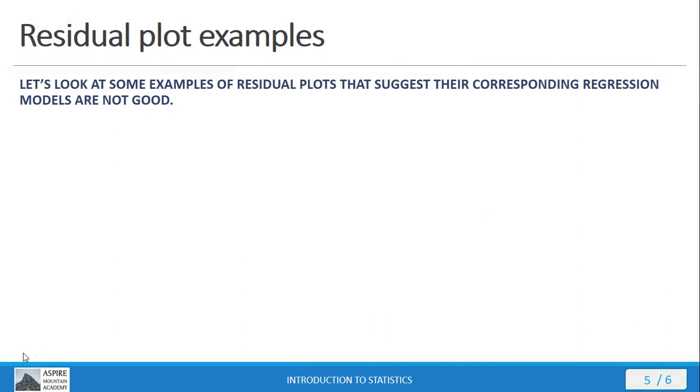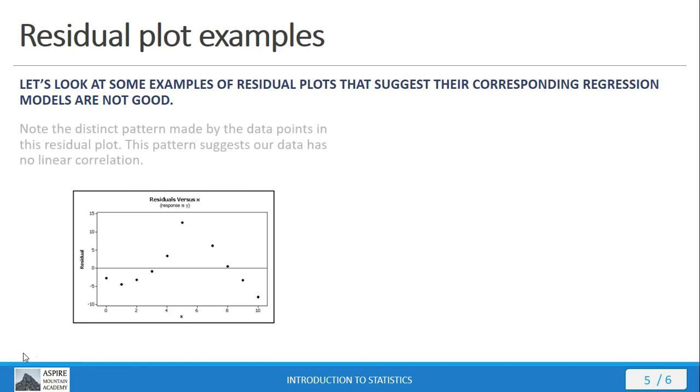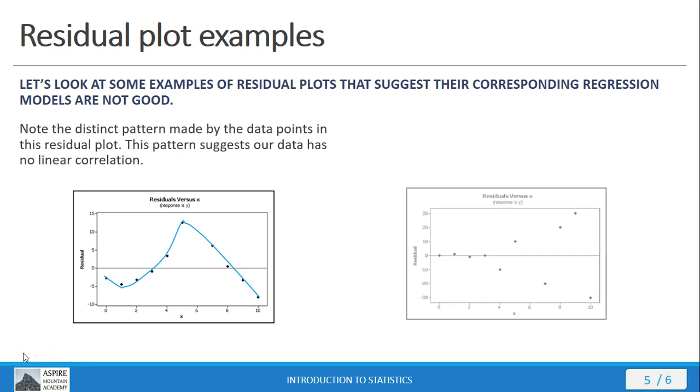Let's look at some examples to illustrate what's not good, what we don't want to see. So first of all, we don't want to see any obvious patterns to the data set. So here we've got an obvious pattern, sinusoidal. So the data points go below the zero line, then they come up, then they go back down again. Okay, so there's an example that we don't want to see in our data set. It's a distinct pattern. It suggests that our data has no linear correlation. Of course, we want linear correlation. So when we see this pattern in our residual plot, it makes us really sad. Not depressed, but just sad.